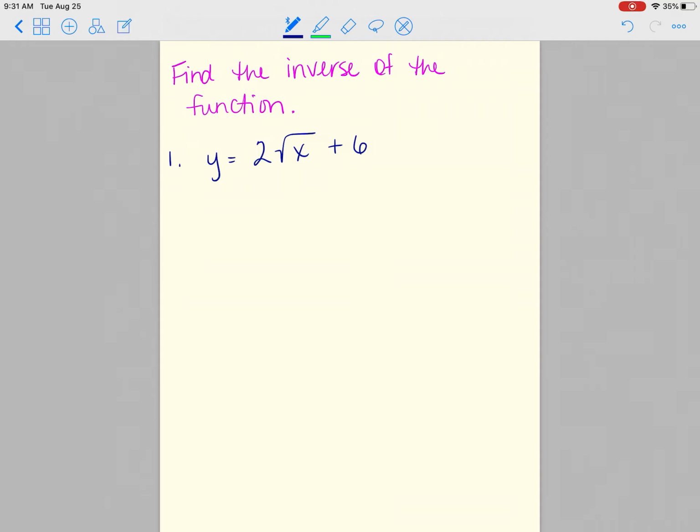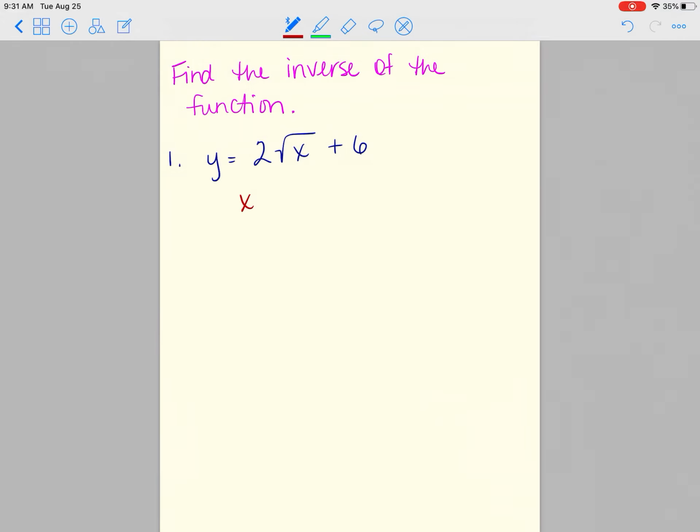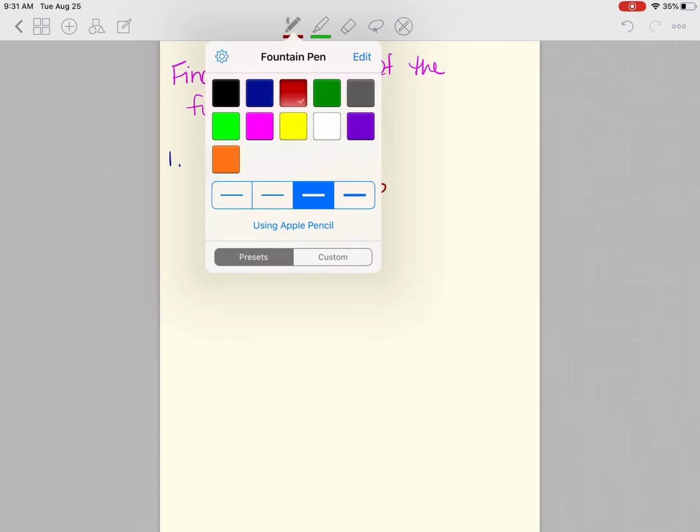So the first one is y equals 2 square roots of x plus 6, and it wants us to find the inverse of the function. So remember, the first step in finding the inverse is to make sure that I have y in my equation, and I do. Then the second step is to switch the x and the y. So I'm going to do that next. So I'm going to get x equals 2 square roots of y plus 6. Now I've got to solve this equation for y.